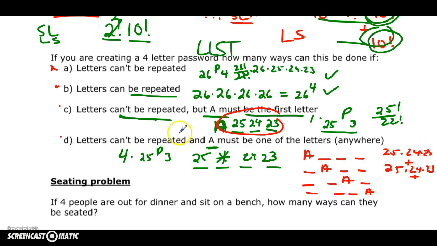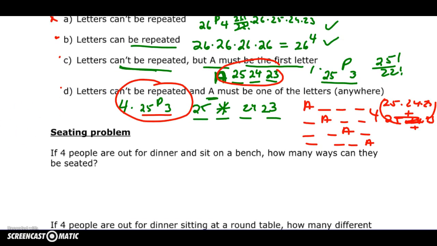Okay, so how many of these do I have? 4 of these. That's 4 times this, 25 P3. So it's 4 times one of these here. Exact same thing. Is one a better way to look at it than the other? No, they're 2 great ways to look at the same question. Okay, let's keep going here.